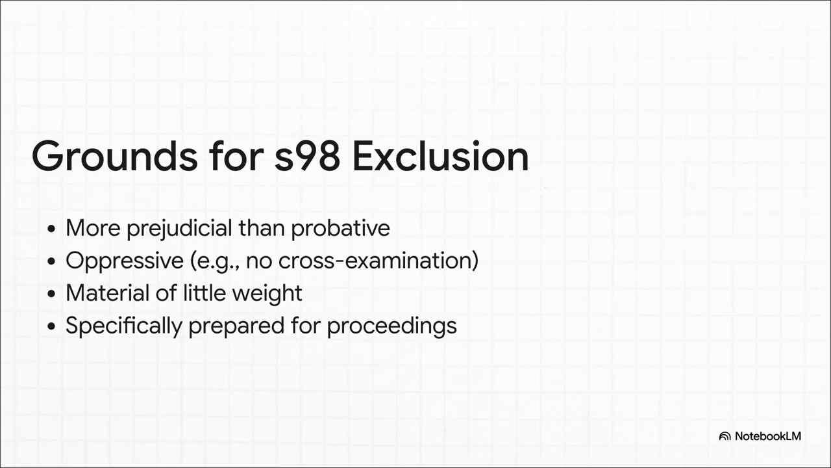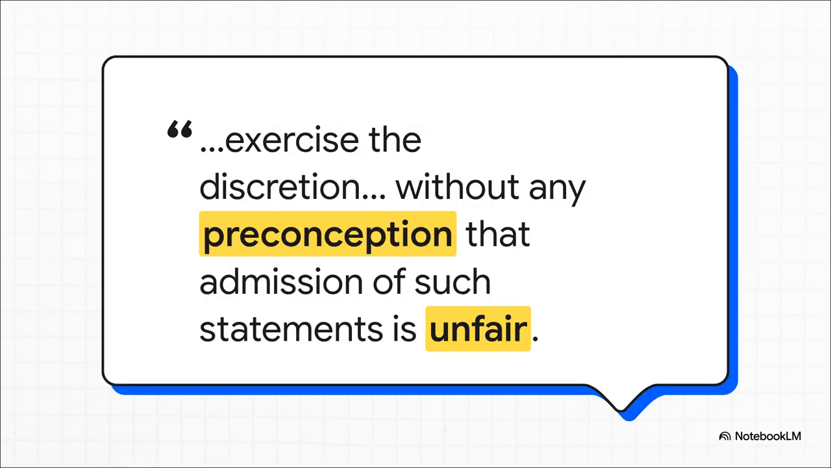So, when does this power actually come up? The commentary gives us some really clear hints. The classic one is that the evidence is more prejudicial than it is probative, meaning it risks unfairly harming a party more than it actually helps get to the truth. Other reasons? Well, it might be oppressive if your opponent can't cross-examine the person who made the statement. Or, if the statement just doesn't have much weight and looks like it was created just to prop up a weak case.